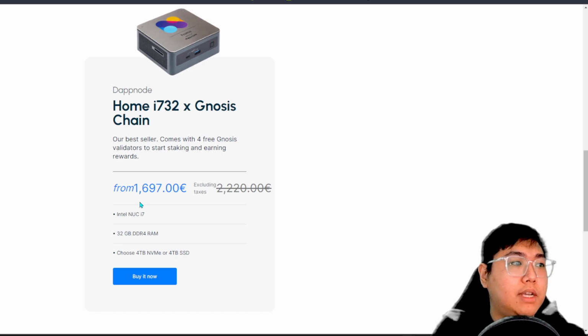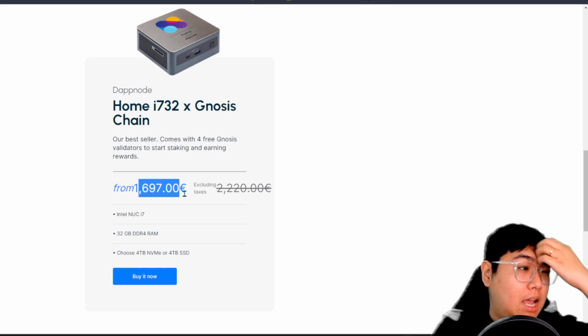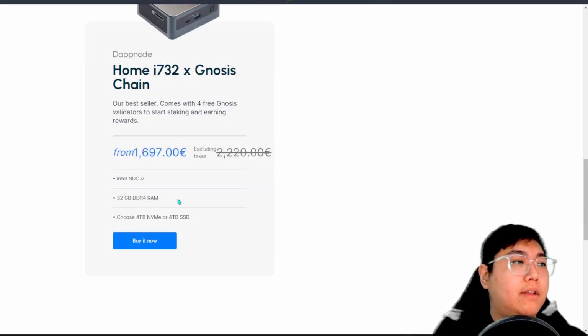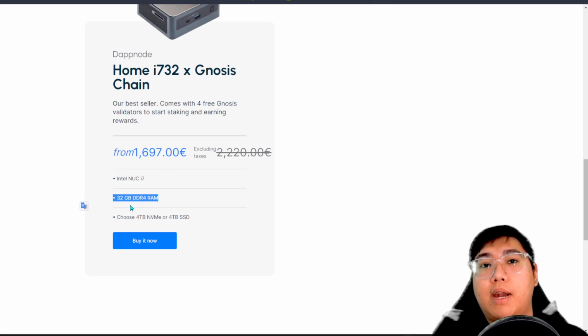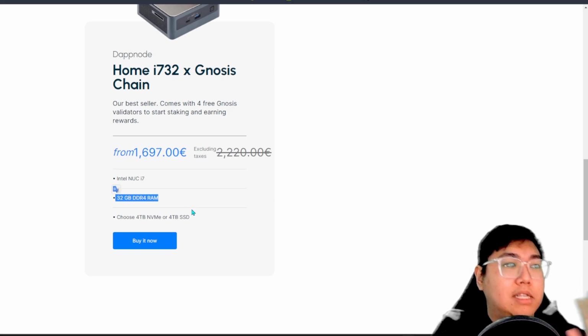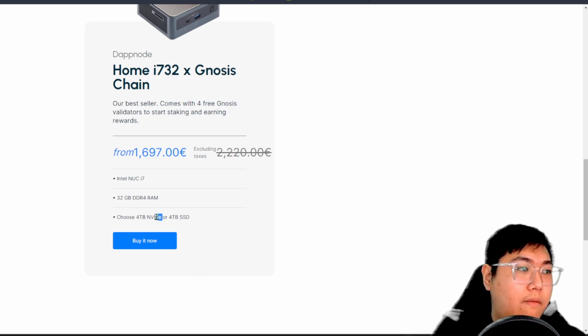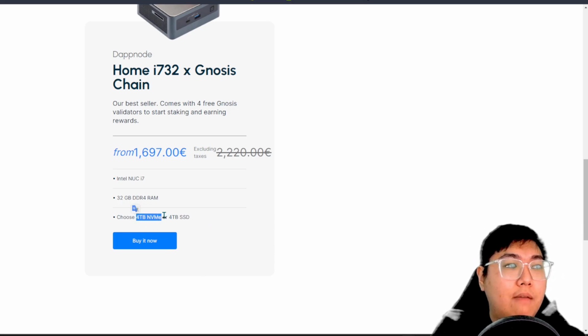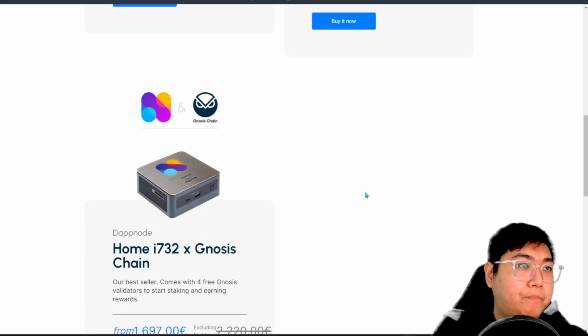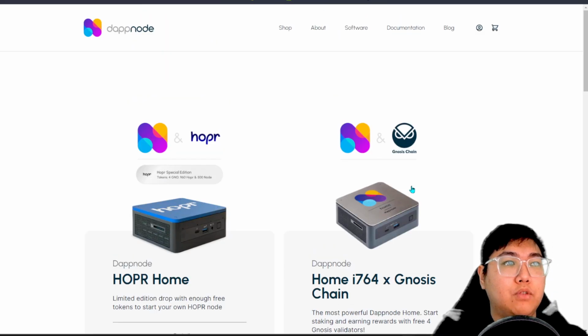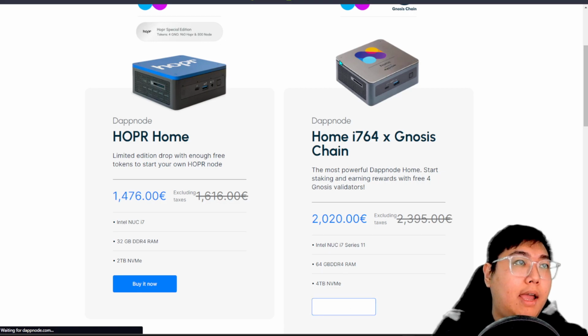This one is starting at basically 1,697 euros, and after that we can see that it's offering 32 GB RAM. But if you're running Ethereum 2.0, definitely get 64 GB RAM to basically minimize downtime and stuff like this. They also offer you 4 TB of SSD or NVMe, but I would suggest you get the NVMe instead of the SSD, because NVMe itself is much more powerful than the SSD and it's much more future proof.